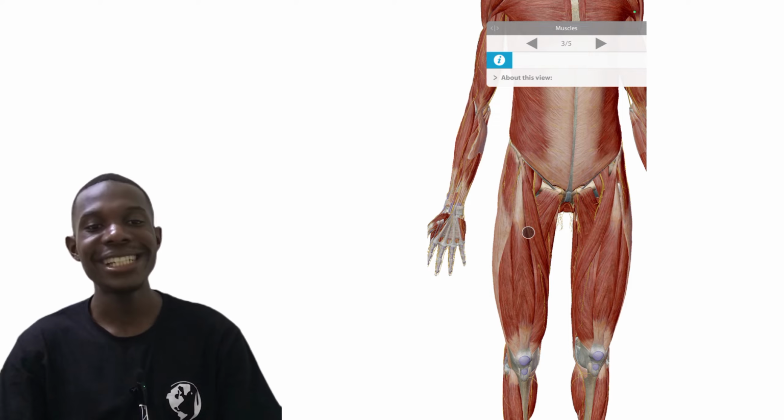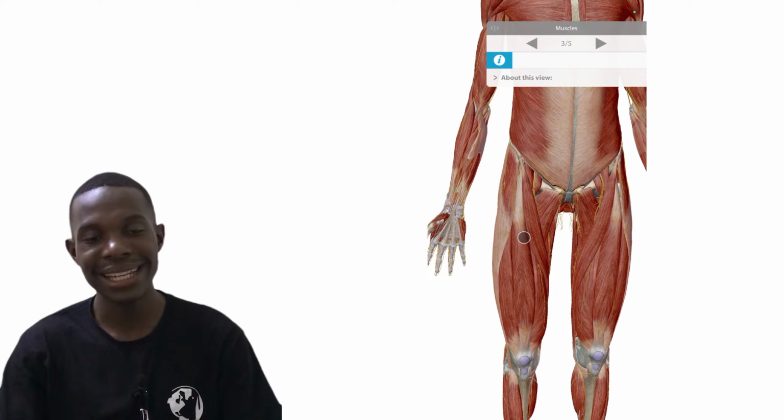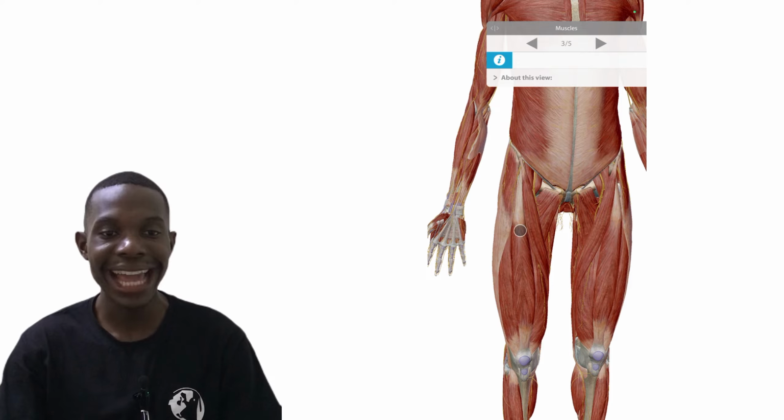So around this thigh, we have a deep fascia, which is called fascia lata. The fascia lata is going to send some fibers to attach to the linea aspera of the femur. The attachment of these fibers to the lateral linea aspera and the medial linea aspera will divide the thigh into compartments.